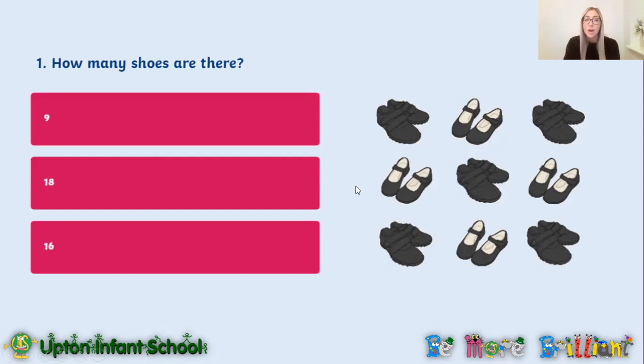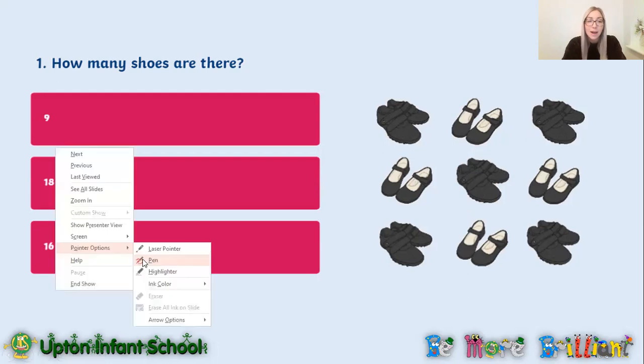Okay, so would it ever be 9? We're counting in twos. Now I know when I'm counting in twos that my numbers always end in a 2, 4, 6, 8, and 0. And 9 doesn't end in any of those numbers, so it can't be 9. I know it's not 9, but let's see if it's 18 or 16. Okay, so I need you to count with me. 2, 4, 6, 8, 10, 12, 14, 16, 18. That means 18 must be my answer.